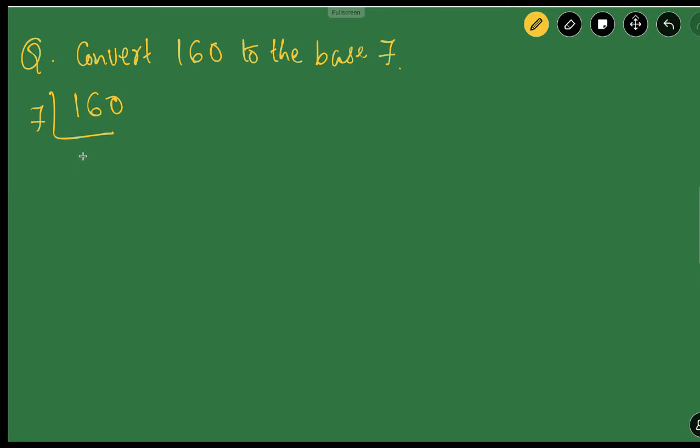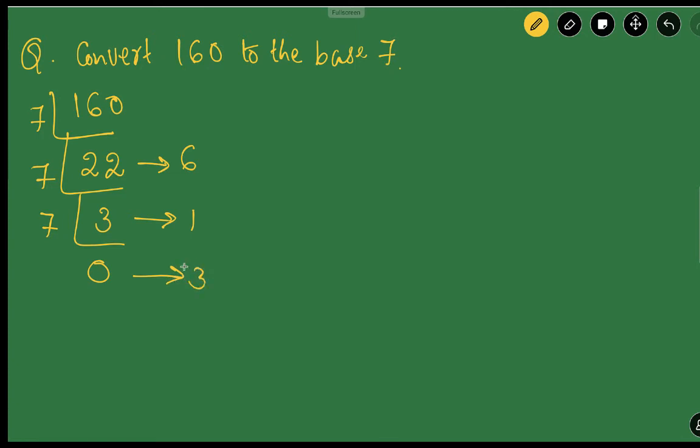Okay, let us try another problem. Let us convert 160 to the base 7. Here also we can use the method of repeated division by the base 7. Now if we divide 160 by 7, we will get quotient 22 and remainder will be 6. 22 divided by 7 gives 3 and remainder is 1. 3 divided by 7 gives quotient 0 and remainder is 3. Here also we obtain the most significant digit 3 in the last step.